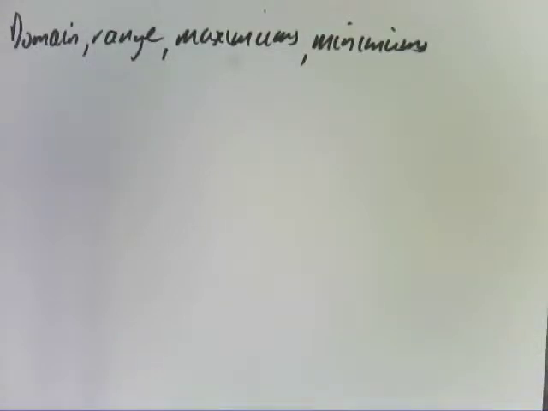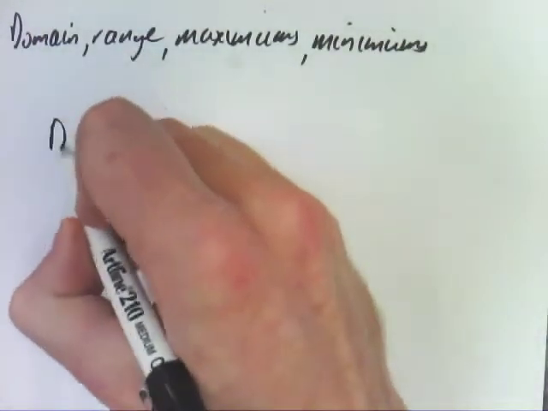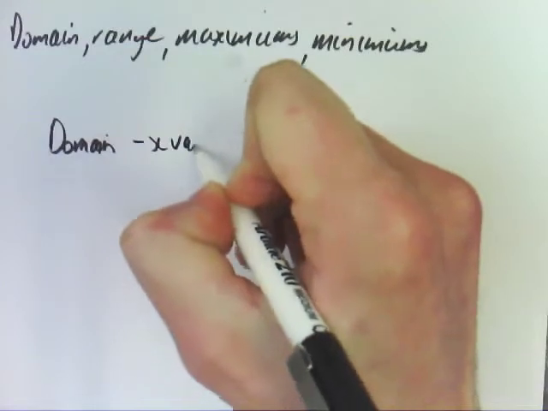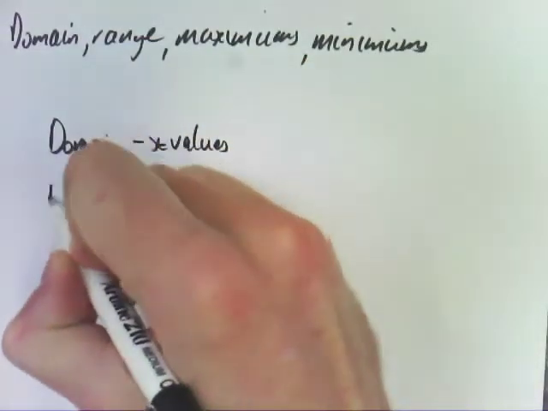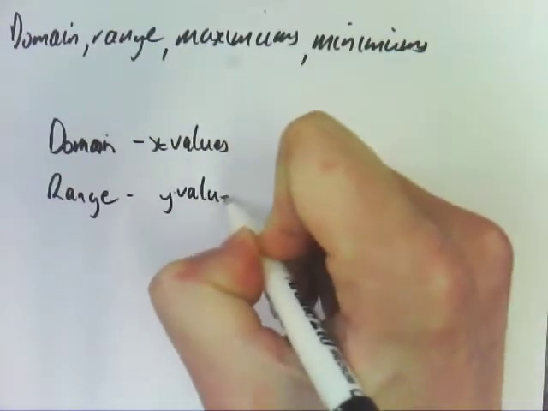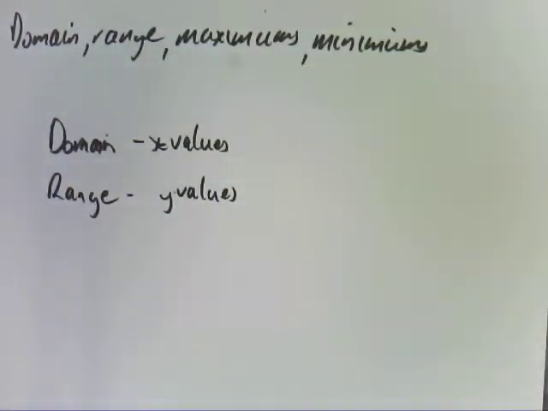Alright, domain, range, maximums, minimums. Okay, so I can't remember whether we already talked about this or not. Domain are the x values you can be. Okay, range is the y values you can be. And I'm pretty sure you know what maximum and minimums mean, but there are these things called local maximums, global maximums, local minimums, and global minimums.